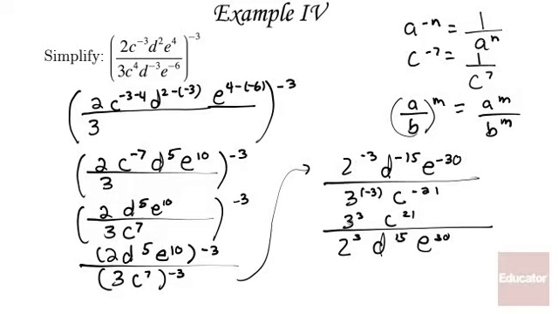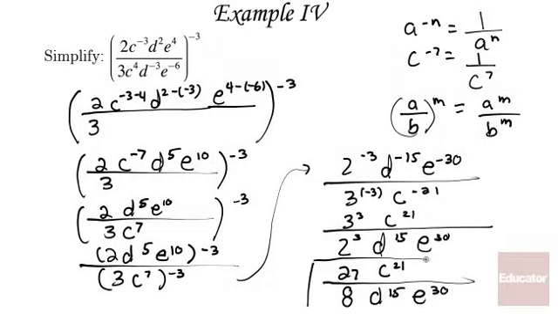I'm almost done. Part of simplifying, though, is making the fractions simple. So when I simplify this, I'm going to end up with 3 times 3 times 3 is 27, c to the 21. 2 times 2 is 4, times 2 is 8, d to the 15th, e to the 30th. So this is my simplified form. And that was actually a pretty complicated problem.